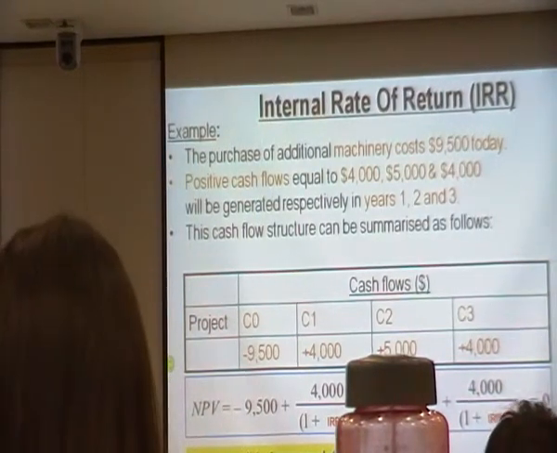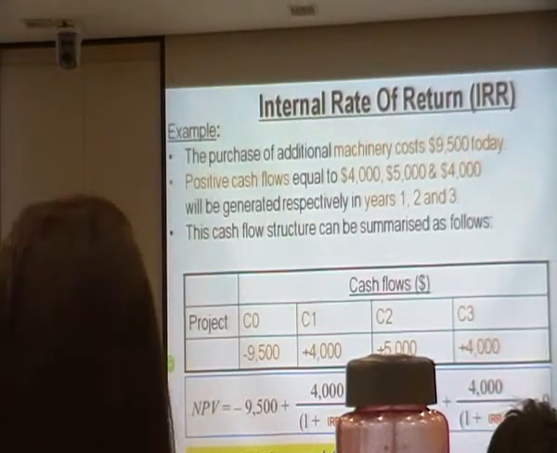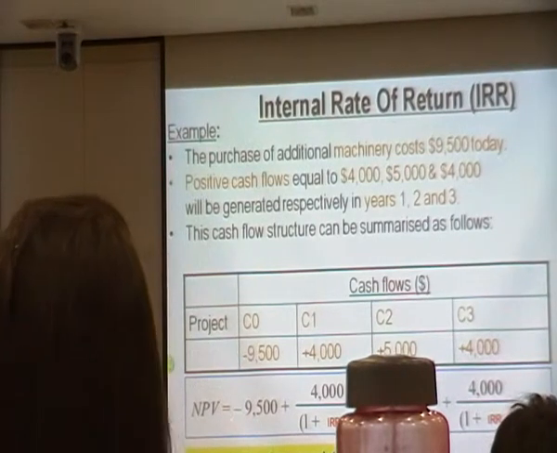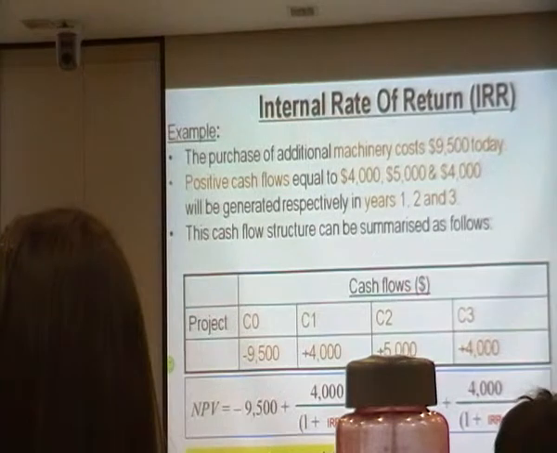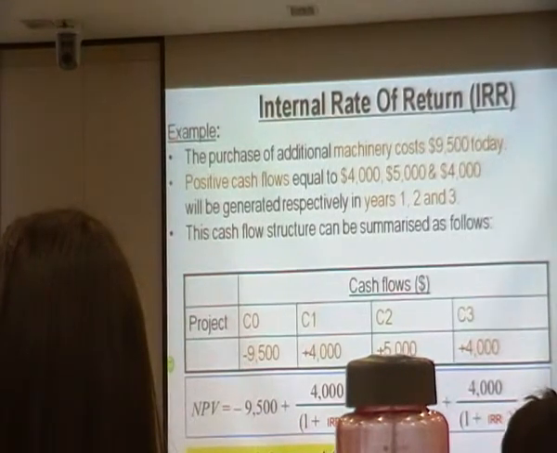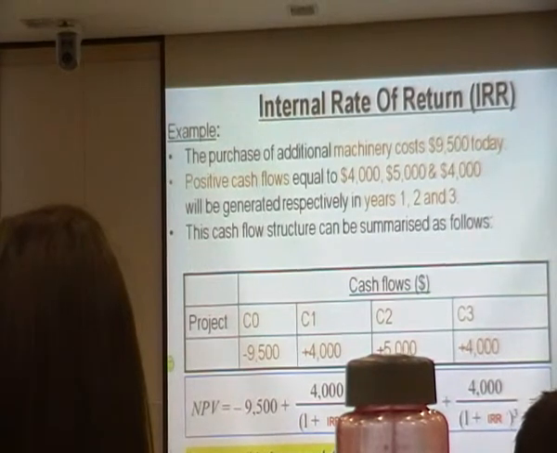Positive cash flows of 4, 5, 4 in the respective 3 years. Okay? Okay, 9,005. You are going to receive this cash inflow. Find out the IRR. This is the IRR when NPV equals 0.